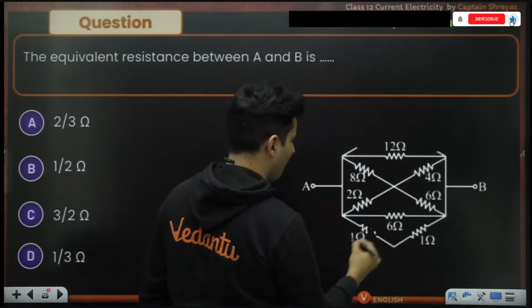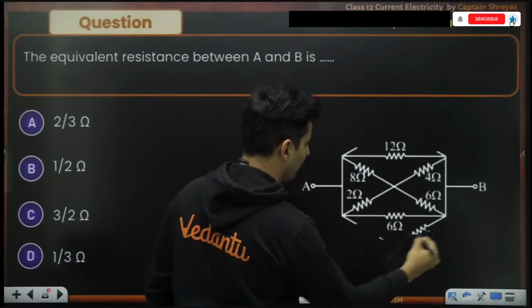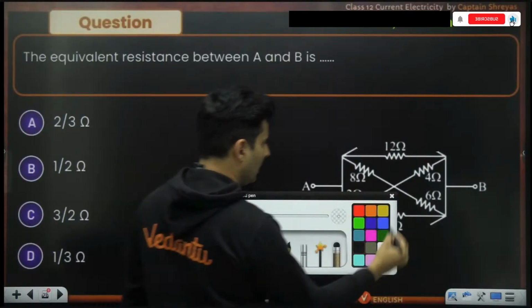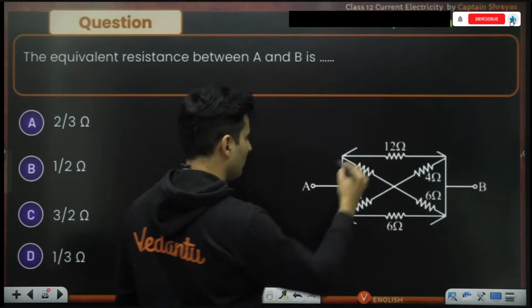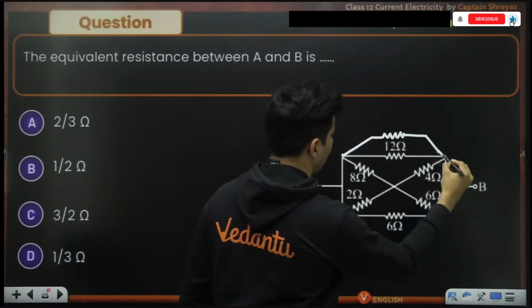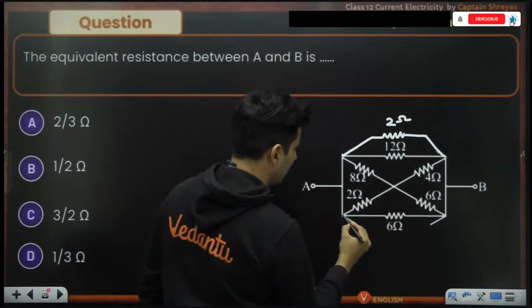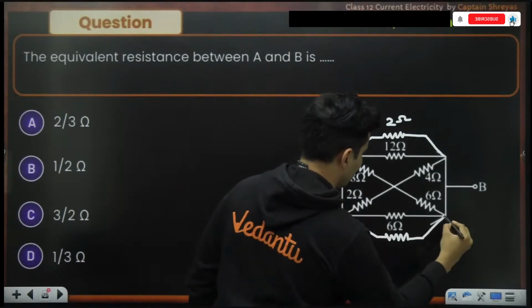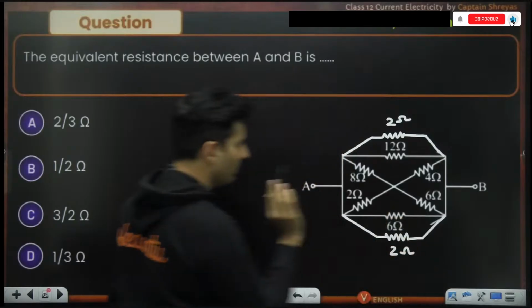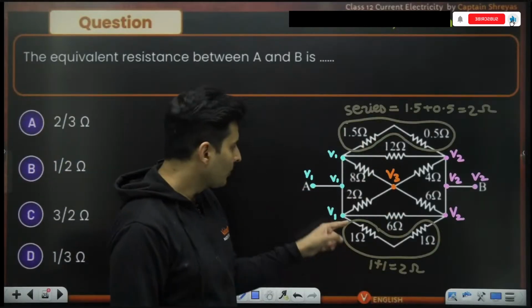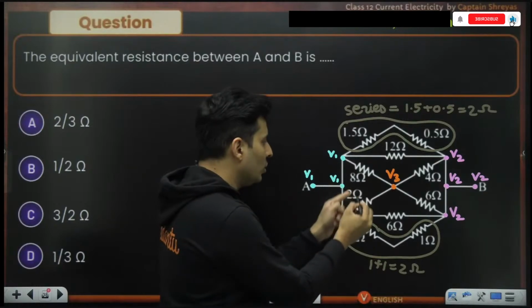Okay, this one and this one, of course. So the moment I get rid of these resistors, I can just say that is nothing but another resistance of 2 ohms, and this also another resistance of 2 ohms. Number one. Another thing, apart from this 2 ohm and this 2 ohm, look at 8 and 2.